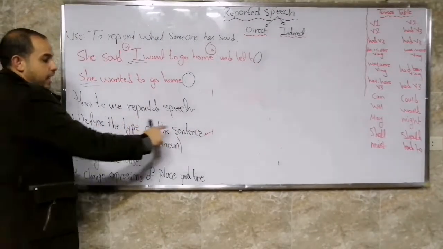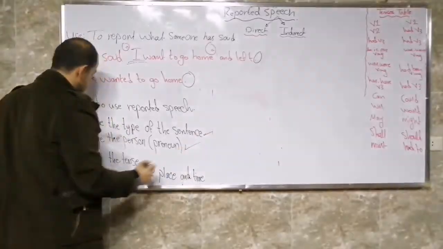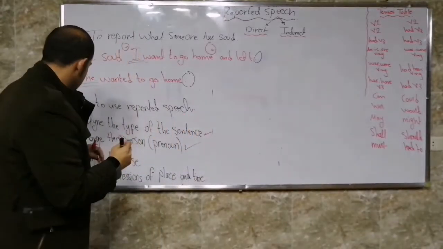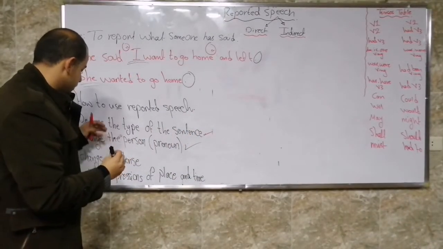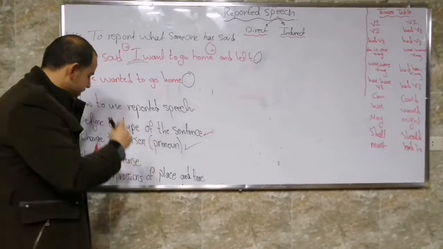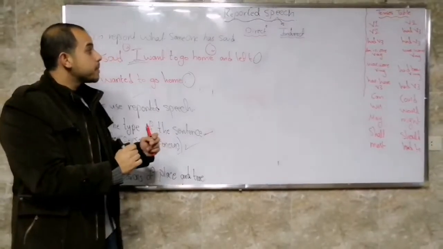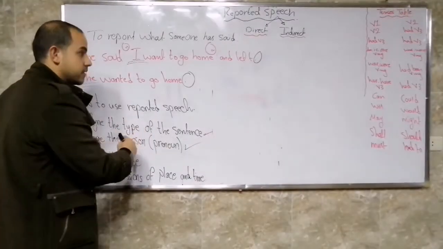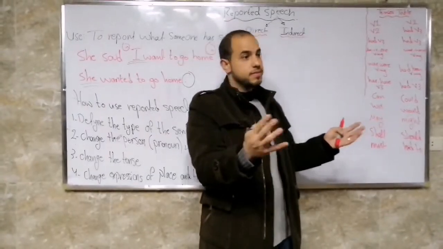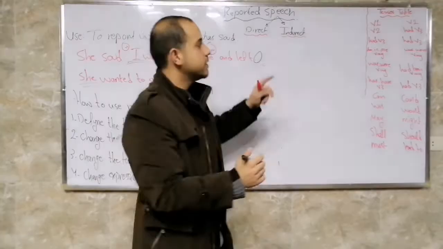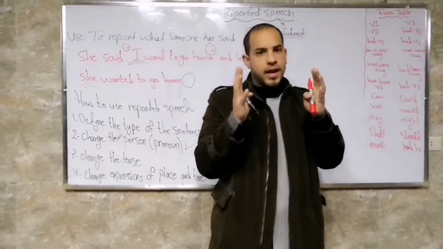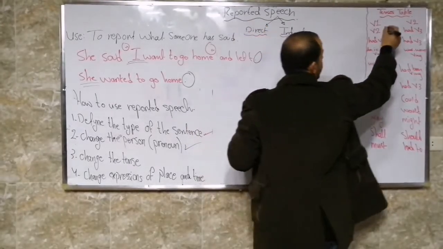After I define the type of the sentence, I move to the second step, which is to change the person or the pronoun, the one who speaks. Then I change the tense, then I change the expressions of time and place. Now, how can I change the tense? We have here a table, and you can memorize it. It is so easy. So if I have a verb 1 in the sentence, it changes to verb 2.